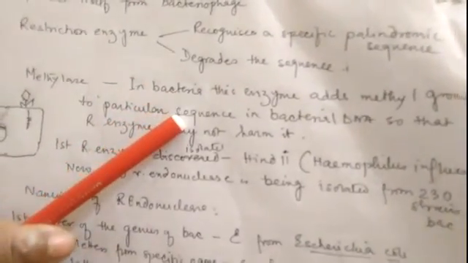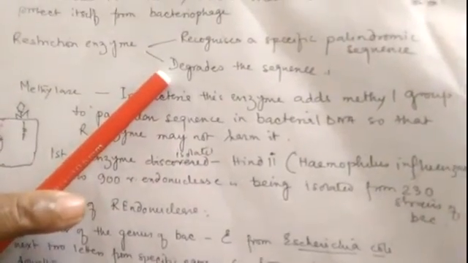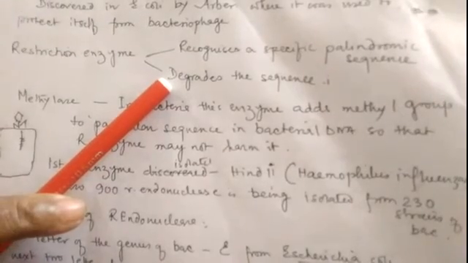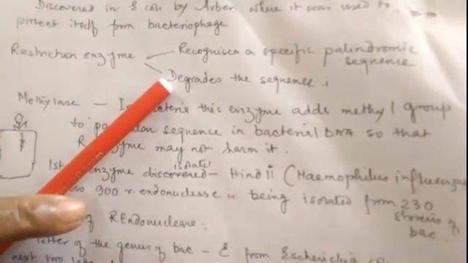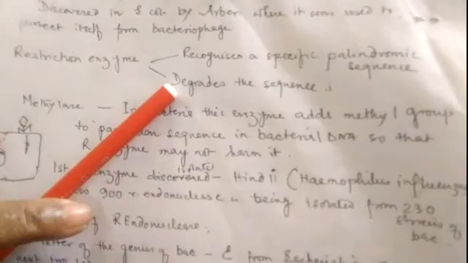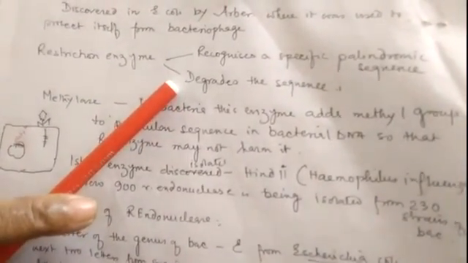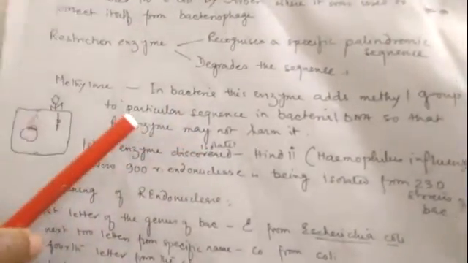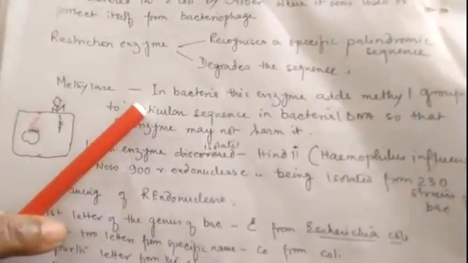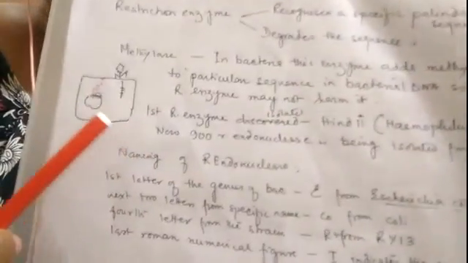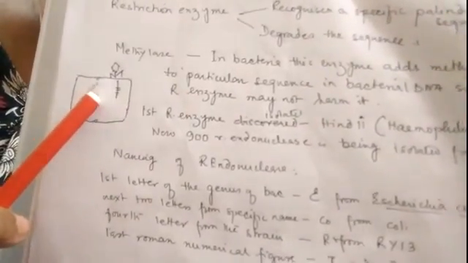Now each restriction endonuclease has a specific sequence. About 900 restriction endonucleases are known today, and they have been isolated from 300 bacteria, and each has its own specific sequence where it will cut. Two types of enzymes are basically isolated from bacteria: methylase and restriction endonuclease. Now, why is this restriction endonuclease so named?